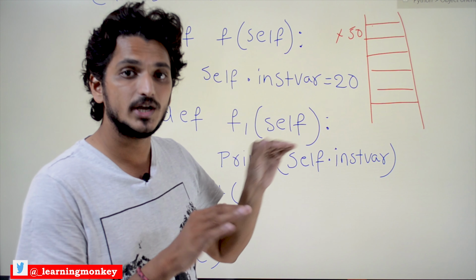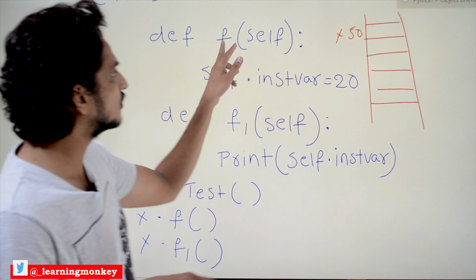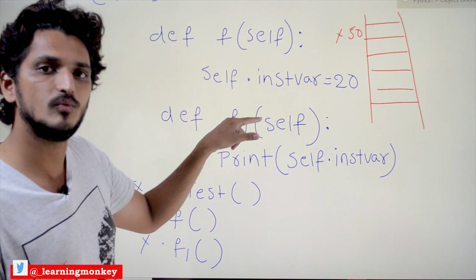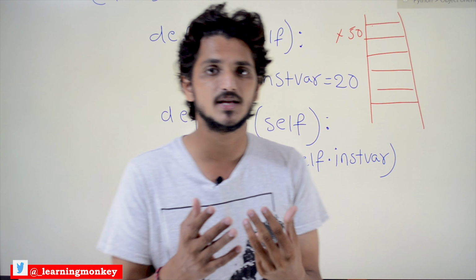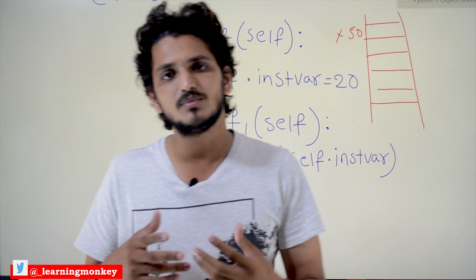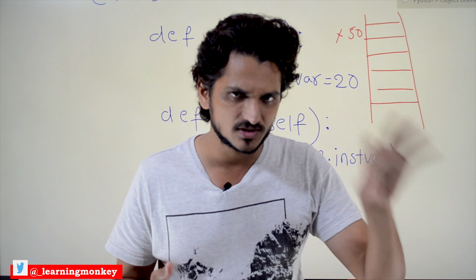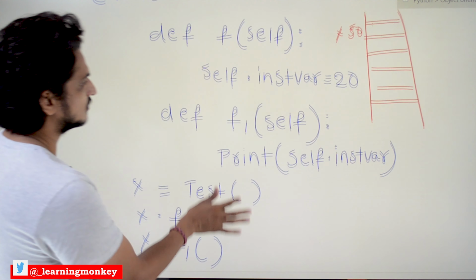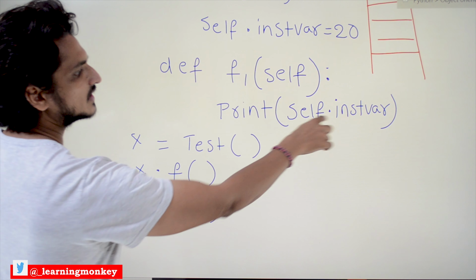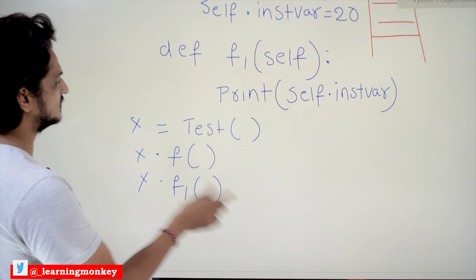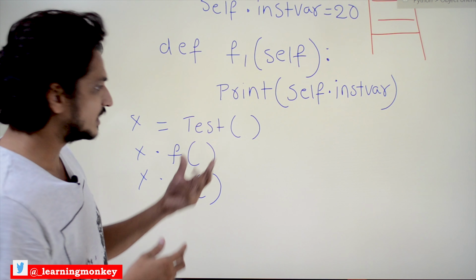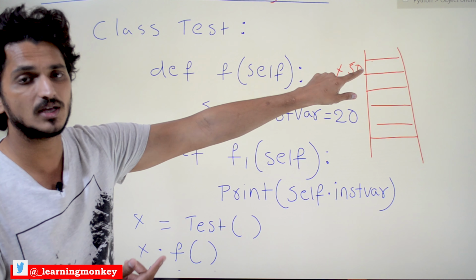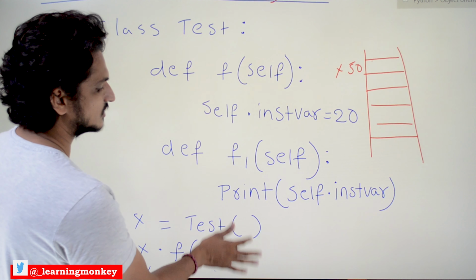So up to now we did not define any instance variable. If you call the f function, then it will define an instance variable. So the point we have to understand here is we can define instance variables in any of the methods, not only in constructor method, we can define it in any method. That's the point you have to understand. So def f1 of self, print self dot inst var. So what happens here? x is equal to test of, means we are creating an object, empty space is created here, no variable has been assigned because we did not define any constructor method.